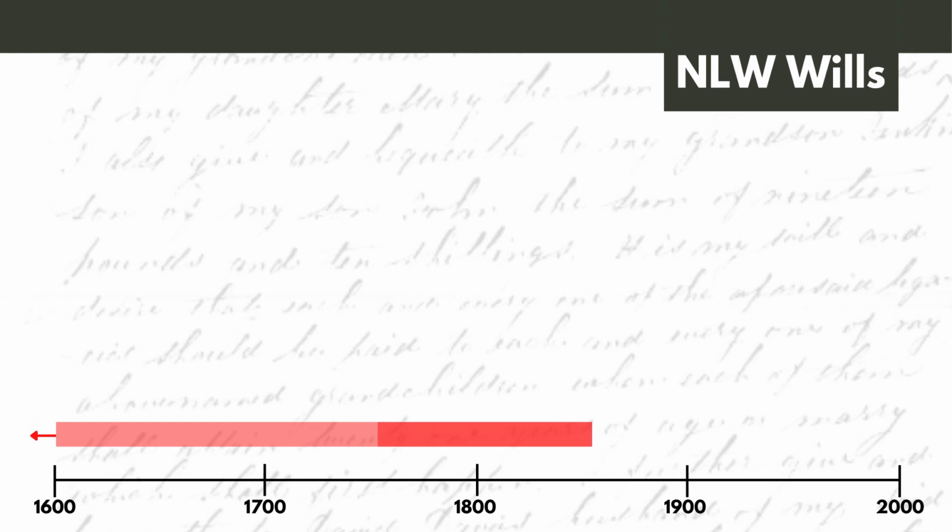Sometimes Welsh wills were proved through the Prerogative Court of Canterbury. You can find wills from 1384 to 1858 online for free through the UK National Archives website. The Welsh wills that were proved through this court were of people who owned land in England, died outside of Wales or England, or sometimes if they were a nonconformist.